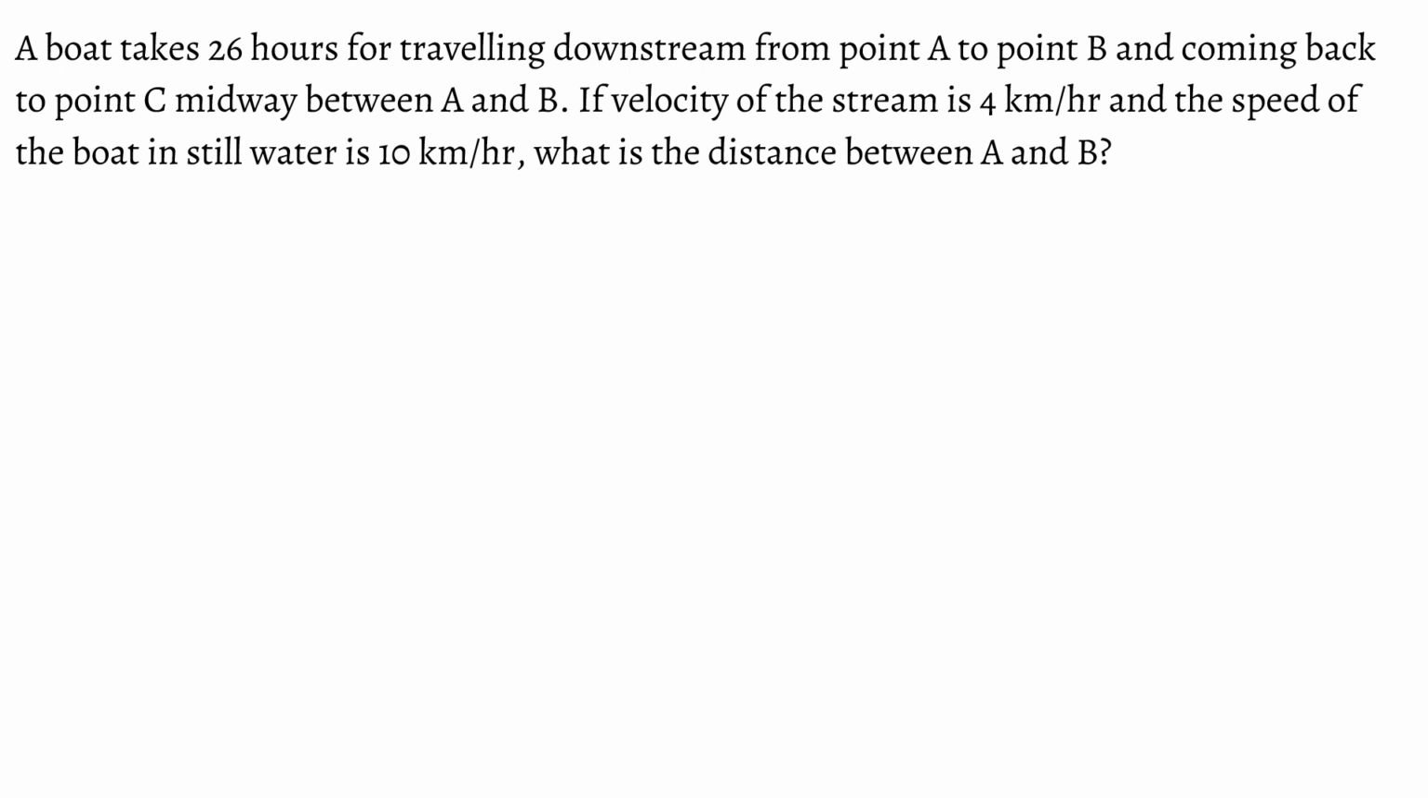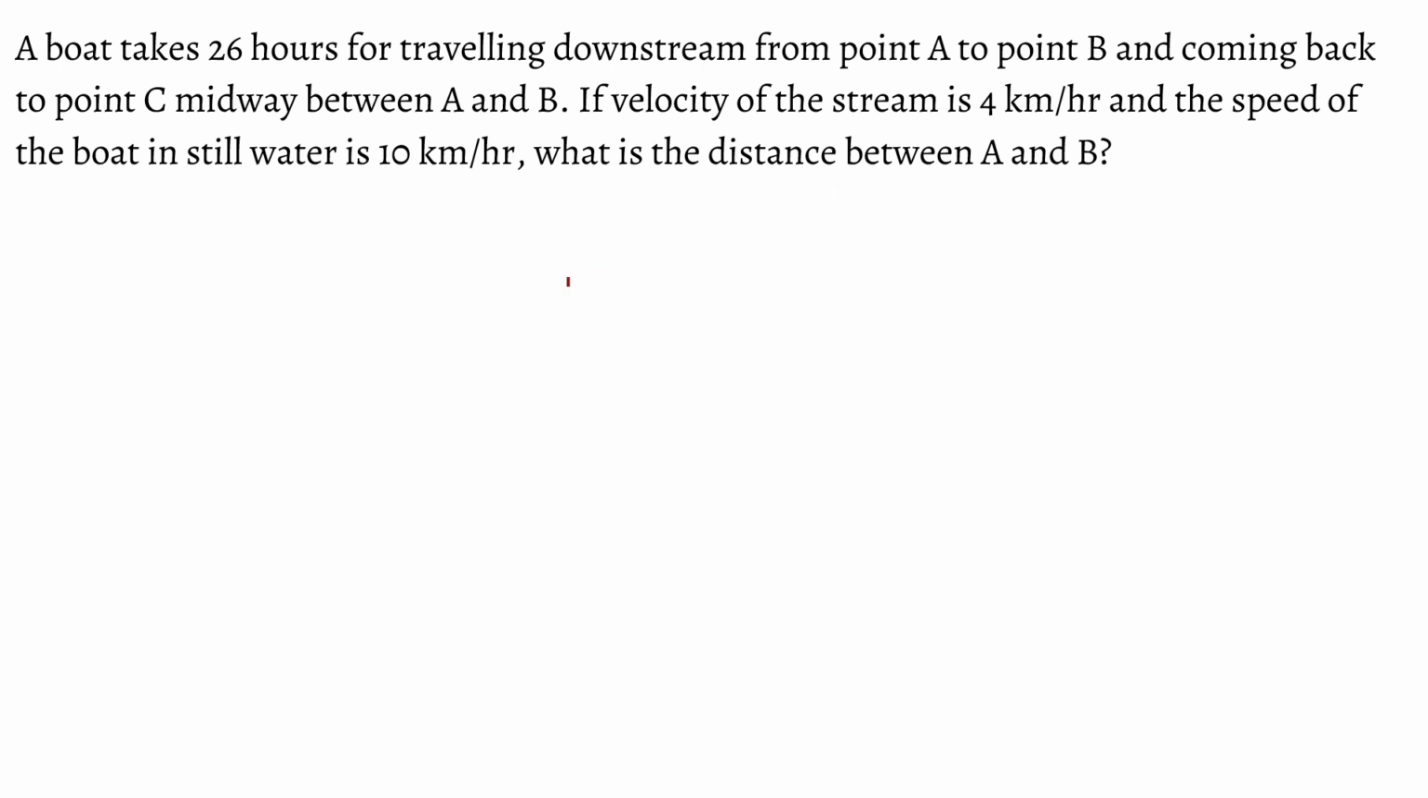A boat takes 26 hours for traveling downstream from point A to point B and coming back to point C, midway between A and B. Alright, so if the velocity of the stream is 4 km per hour and the speed of the boat in still water is 10 km per hour, what is the distance traveled between A and B?